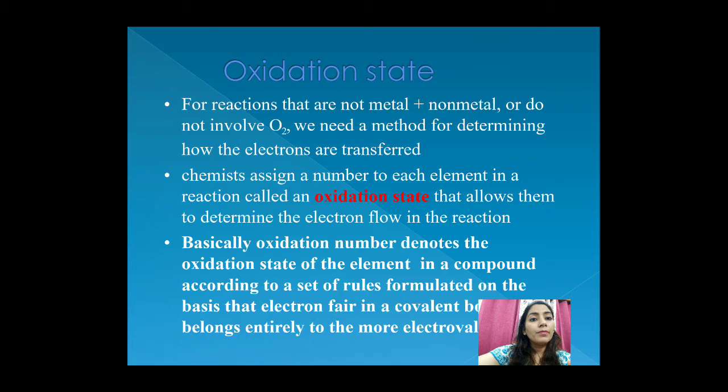Chemists assign a number to each element in a reaction, called an oxidation state, that allows them to determine the electron flow in the reaction. That is the condition which determines how electrons are moving from one place to another. Basically, oxidation number denotes the oxidation state of an element in a compound according to a set of rules formulated on the basis that the electron pair in a covalent bond belongs entirely to the more electronegative atom.